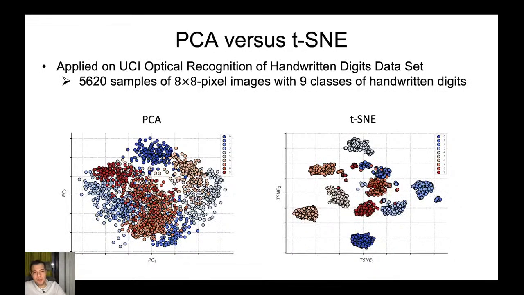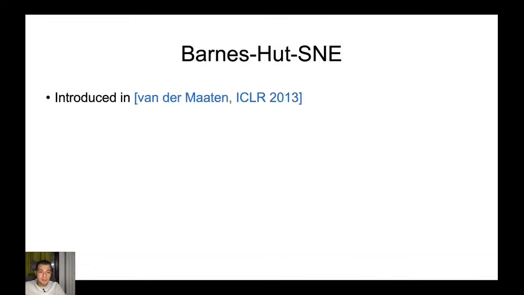So here we apply it on 5,000 samples of images from the UCI optical recognition of handwritten digits data set. And you see with PCA you obtain this projection, and most of the classes are mixed together. You will find some classes that are farther apart, but still t-SNE is better at separating these classes, so it provides better visualization of the data set.